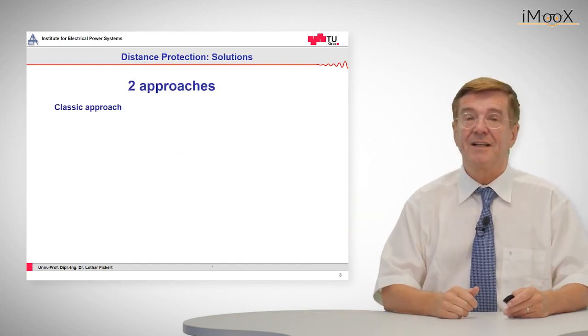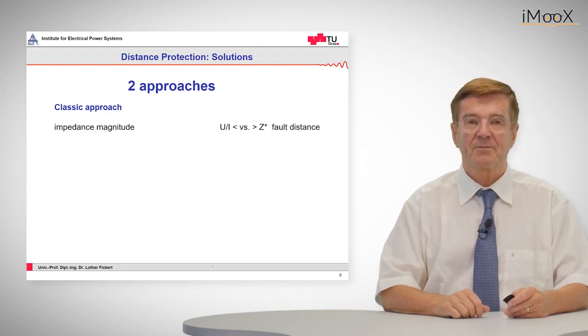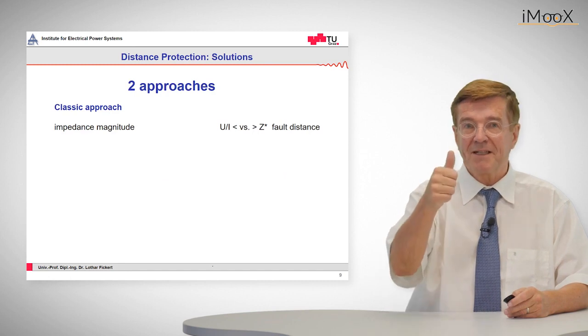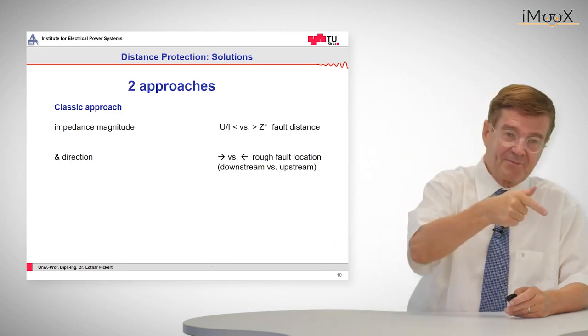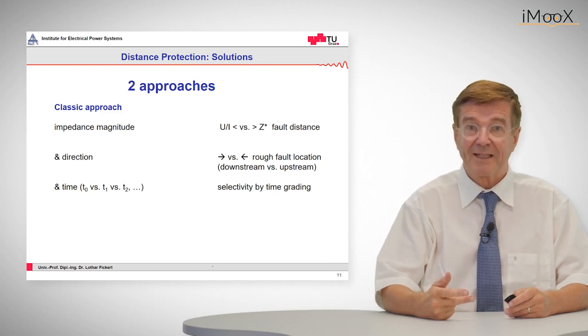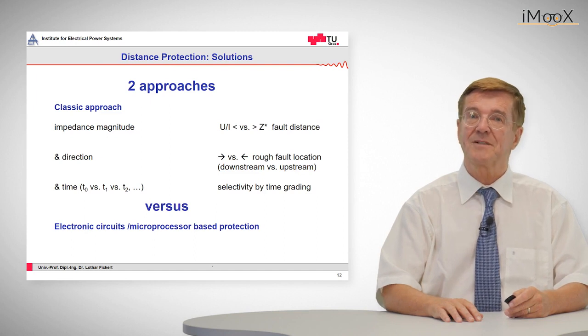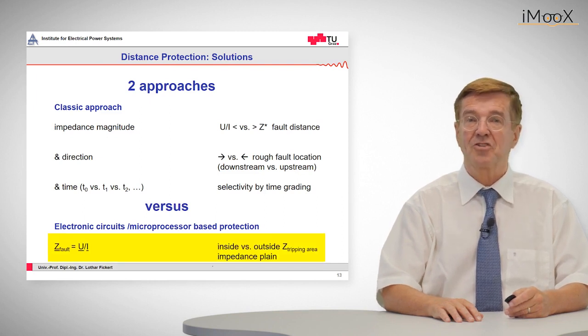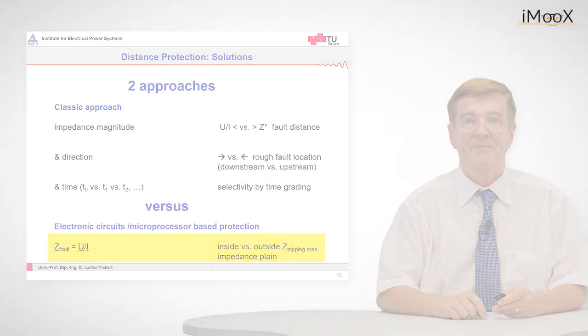So how does the relay discriminate? There are two approaches. One is the classic approach. The classic approach is that the impedance magnitude is measured, the direction is determined, is it downstream or upstream, and accordingly a time is respected for when to trip. And this is versus the electronic circuits or microprocessor-based protection, which just determines in the impedance plane the complex impedance and decides whether it is inside or outside the so-called tripping area.